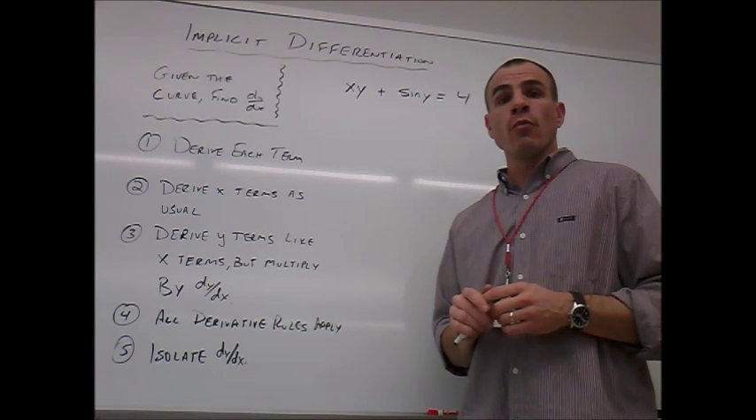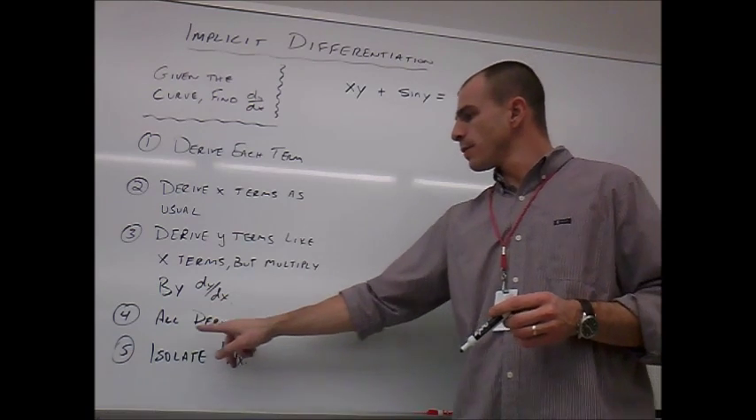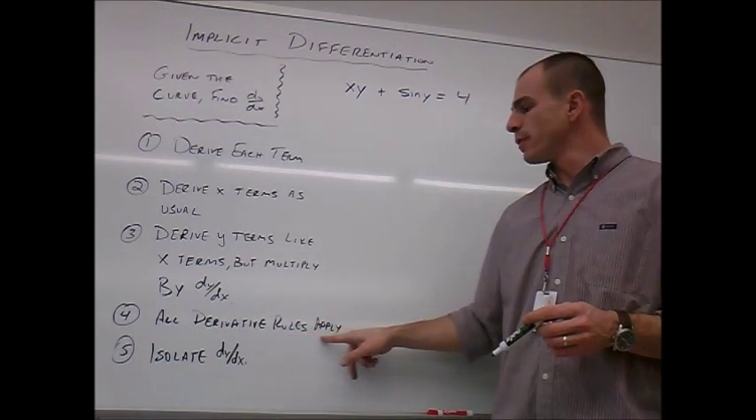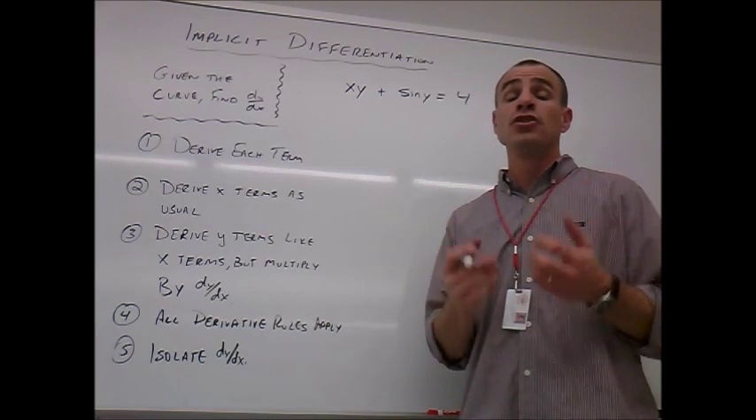Okay, we're back with one more example involving implicit differentiation. The key thing here for this problem is we realize that all derivative rules apply. So product rule is fair game, quotient rule is fair game, chain rule is fair game.